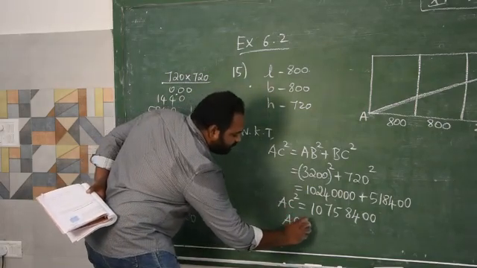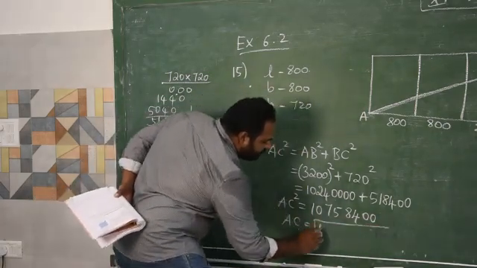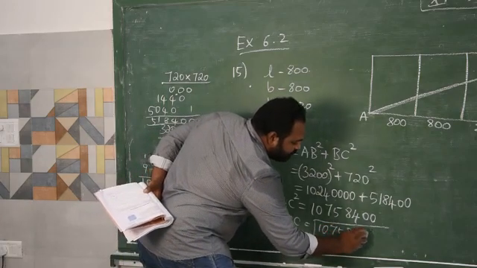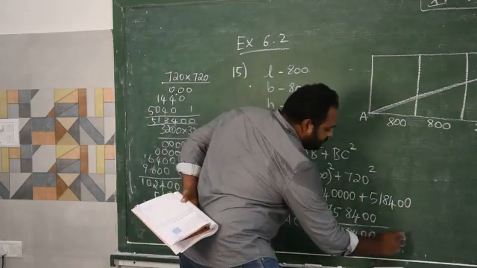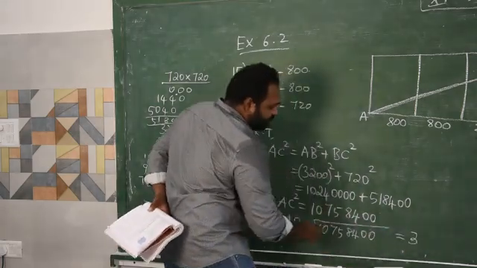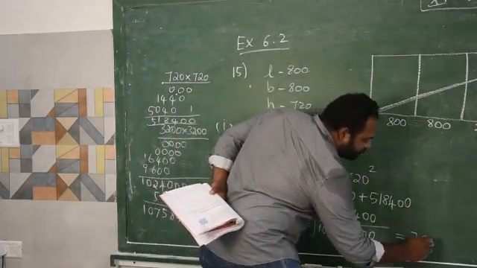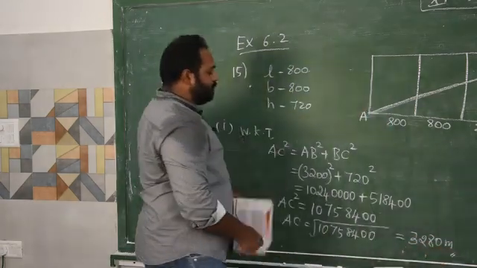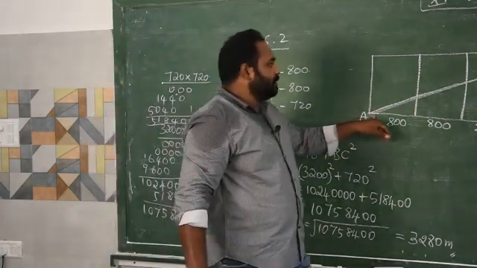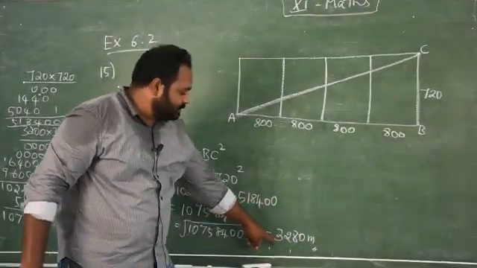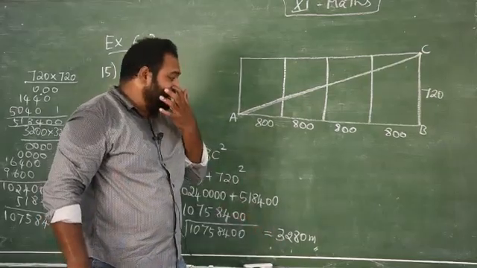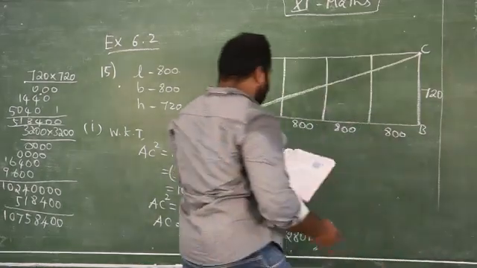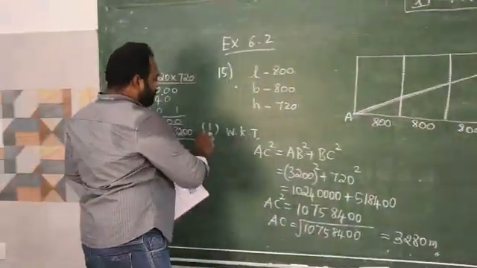If you want to find AC, you have to find the square root of 10758400. If you take the square root, the answer is 3280 meter. So the minimum length of the escalator is 3280 meter. This is the first question answer.